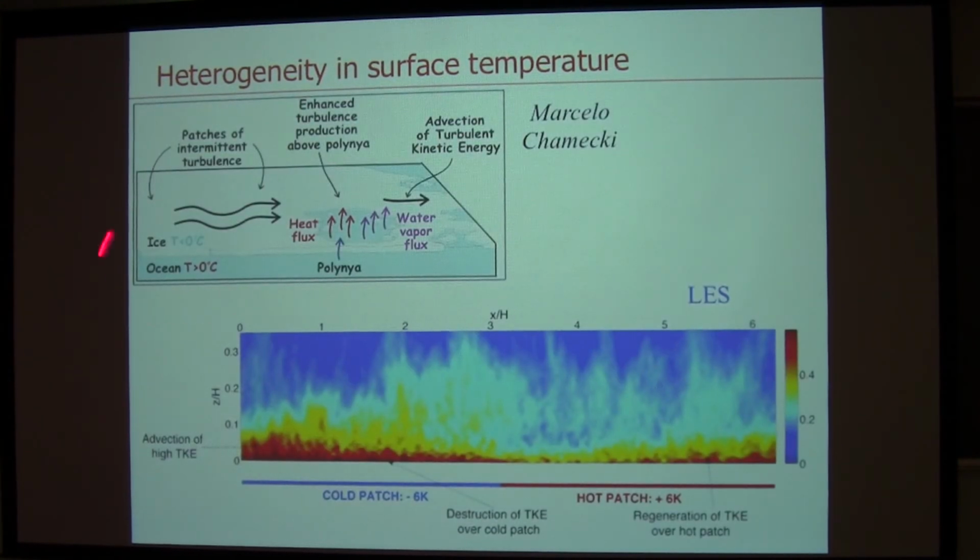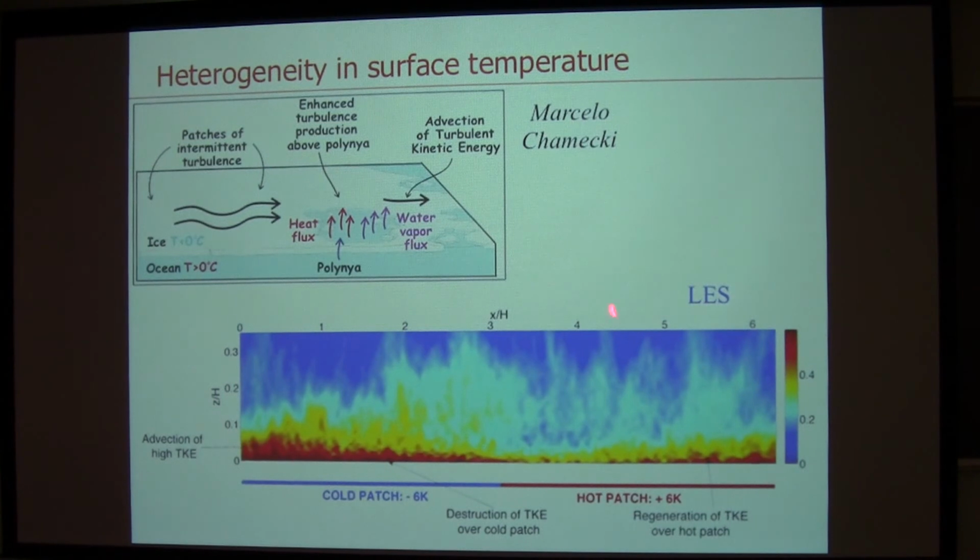This is a beautiful art piece by my colleague at Penn State, Marcello Ciamecchi, who basically, this is a problem that happens in the spring in polar regions where you start having leads and polynyas that form, and you have very striking variability from cold ice to hotter water. And the difference in temperature is significant enough that basically you have small-scale transition from stable to unstable conditions, etc., etc.